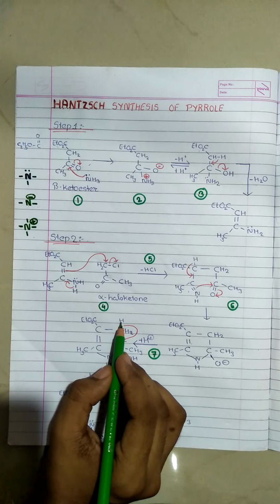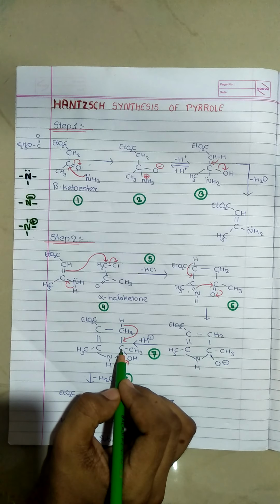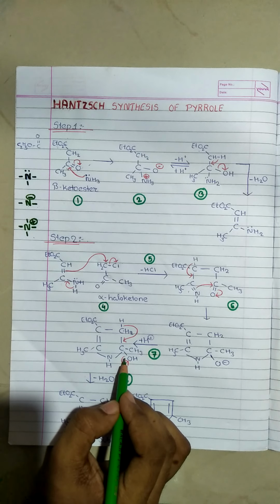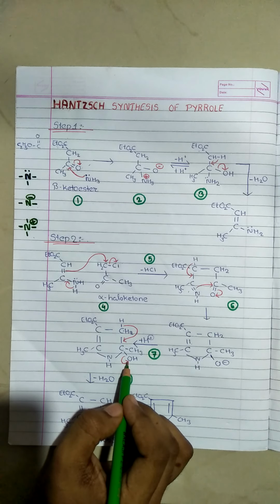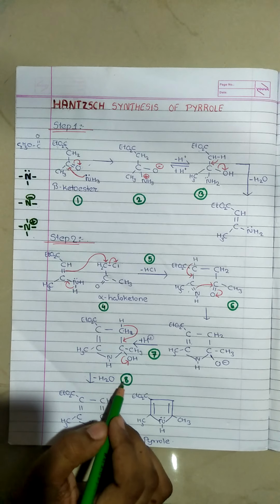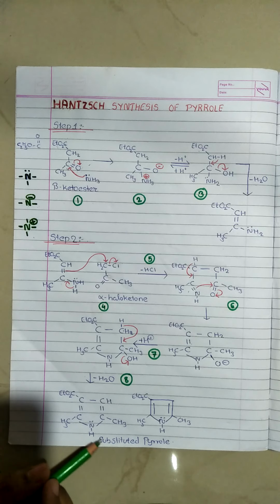Now one hydrogen is removed from this carbon and the bond is shifted between these two carbons, and again a carbon cannot contain more than four bonds, therefore OH is removed, which results in the removal of H and OH, that is H2O. H2O is now removed. Now we get the structure of pyrrole. This is the structure of the substituted pyrrole.